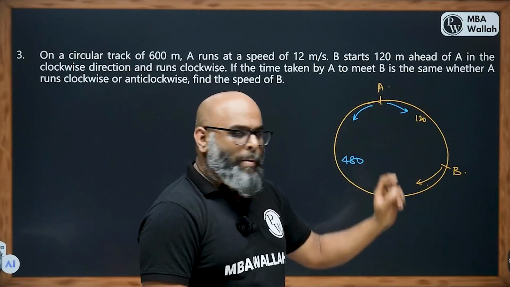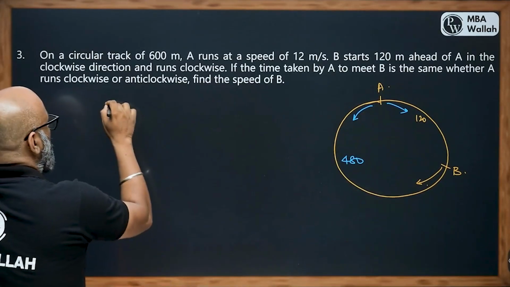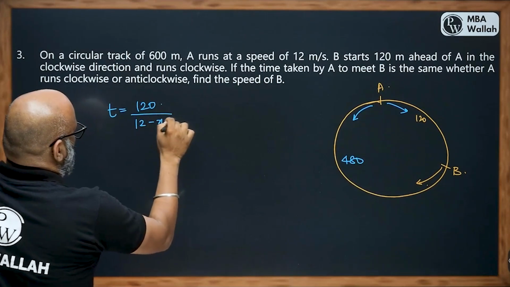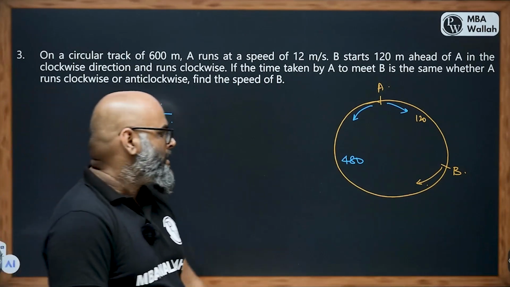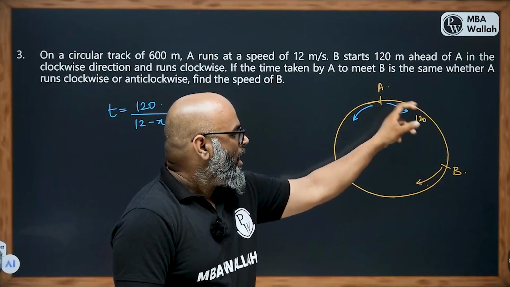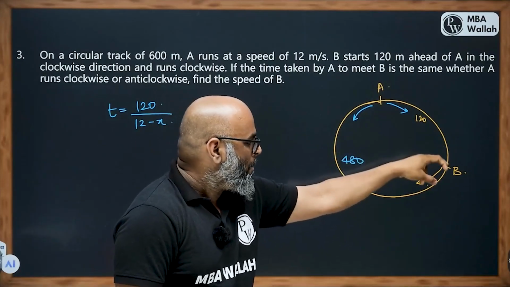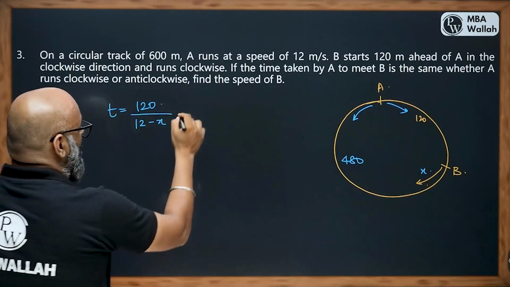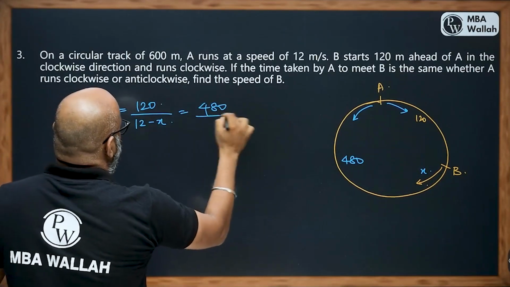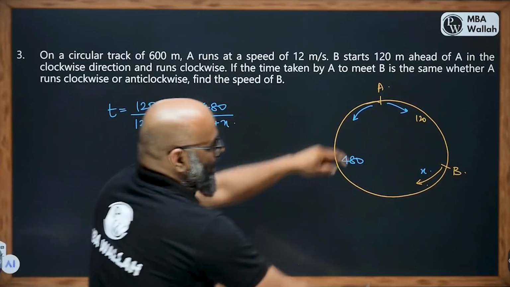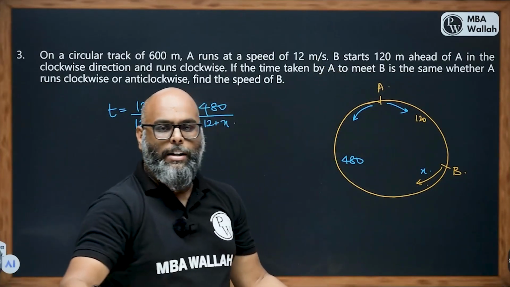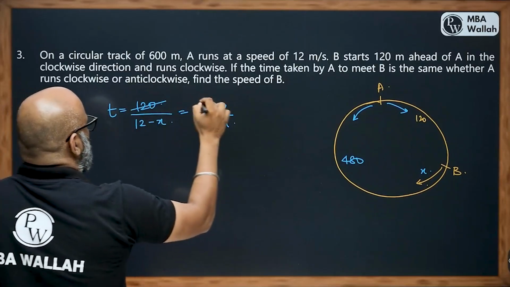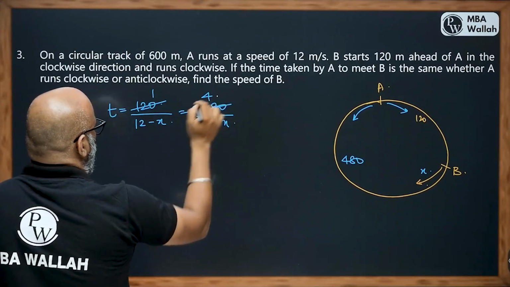Now for A to meet B, what will you say? Time taken is 120 divided by 12 minus x. I'm going to call speed of B as x. So 120 by relative speed, 120 by 12 minus x. But we know that it is the same as 480 divided by 12 plus x. If they run in this direction, they would still meet in the same time. So these two are equal. We'll solve for this one. So this gets cancelled. This is 1, 4.